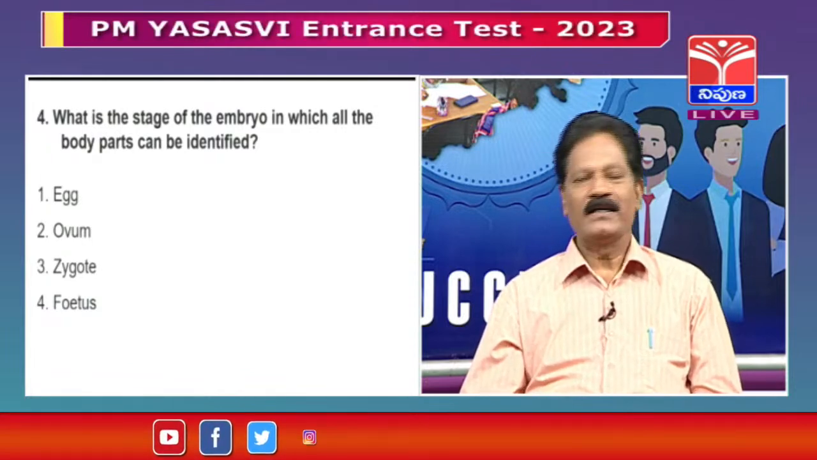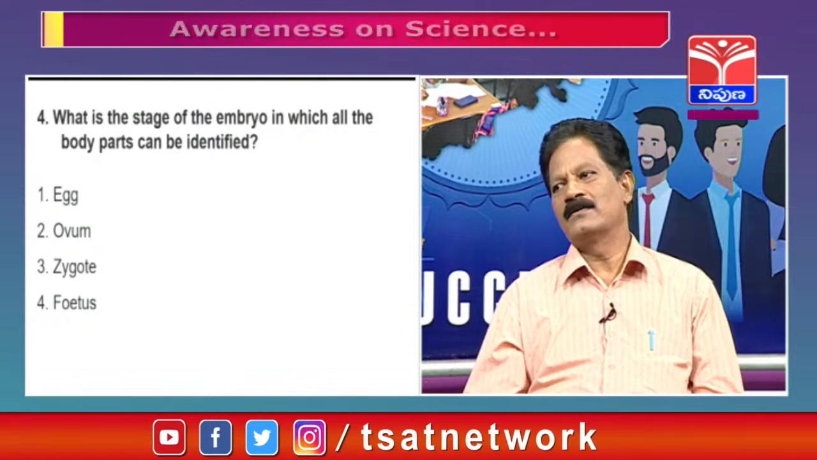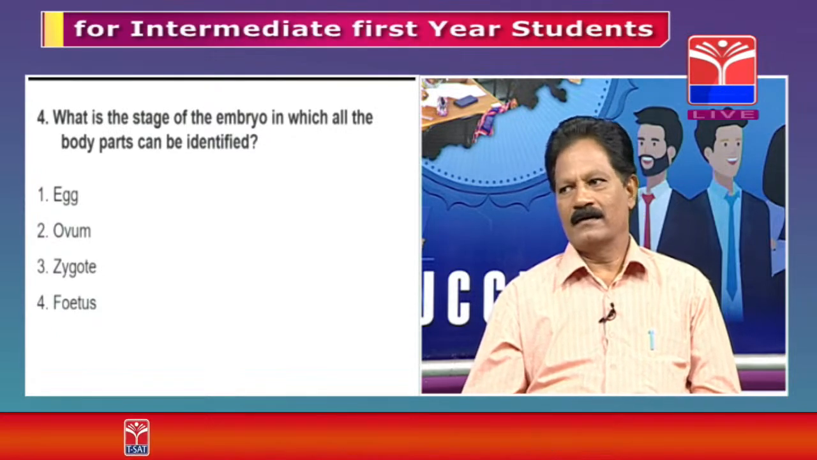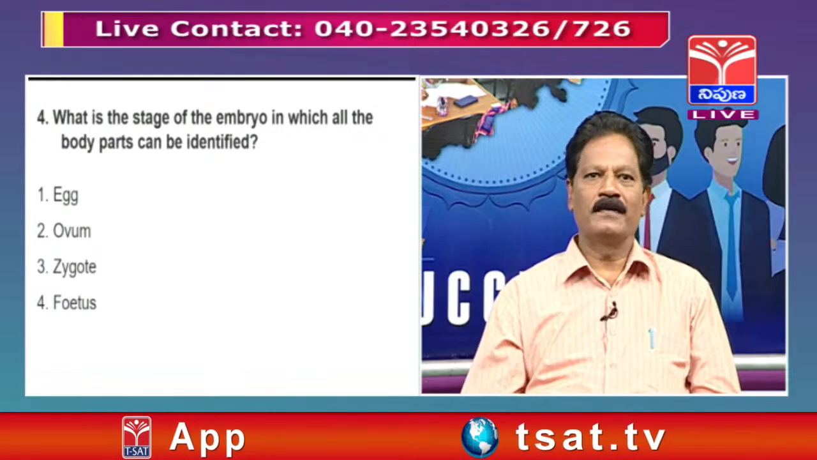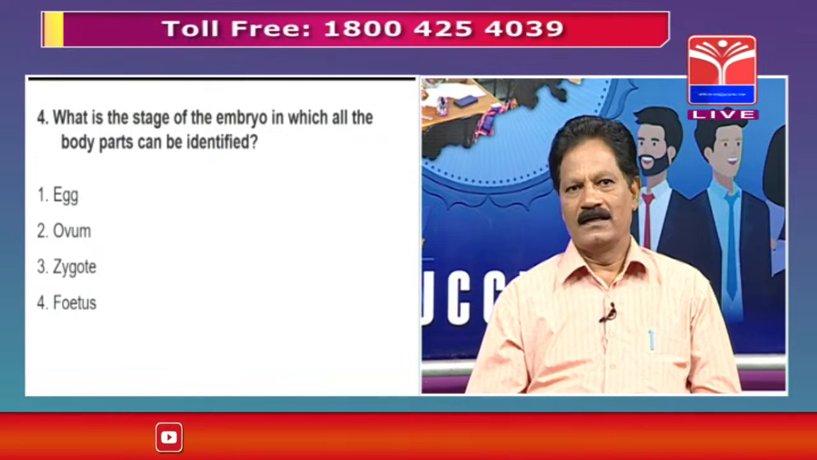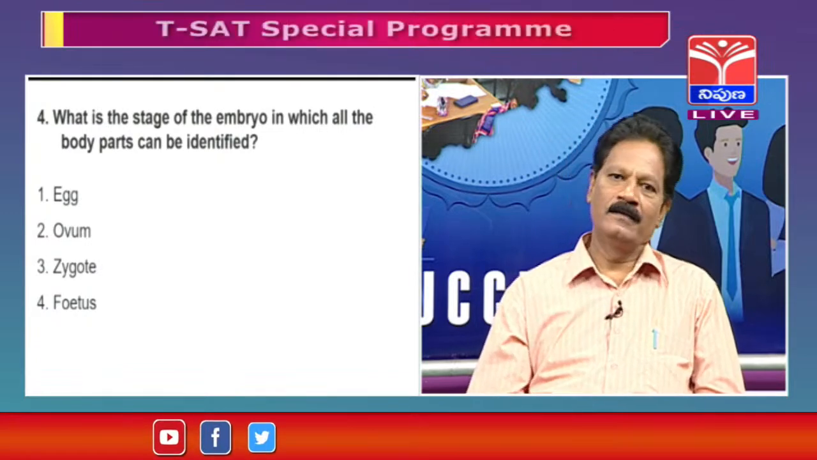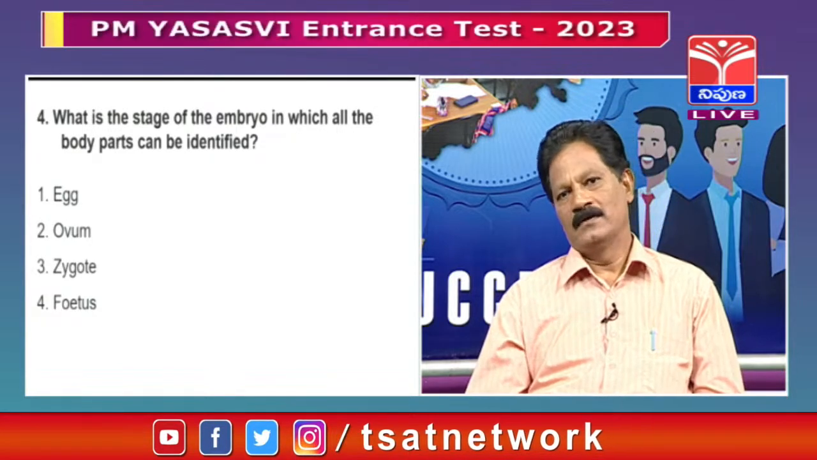Embryo develops from ovum or egg. They are similar, synonyms. Egg and ovum is synonym. Either egg or ovum, both are same, sir. After fertilization, this egg or ovum develops into zygote. Zygote is also not embryo. It is the first cell of any embryo. After mitosis, this zygote develops into embryo.